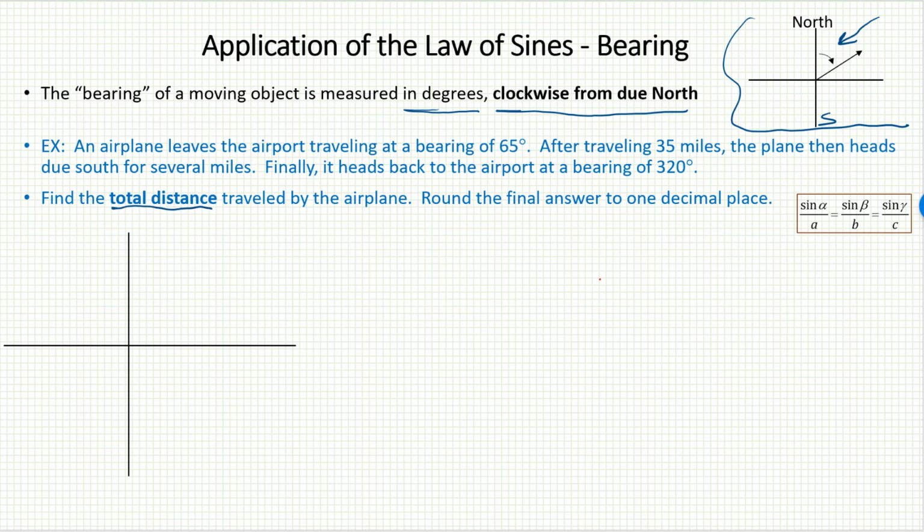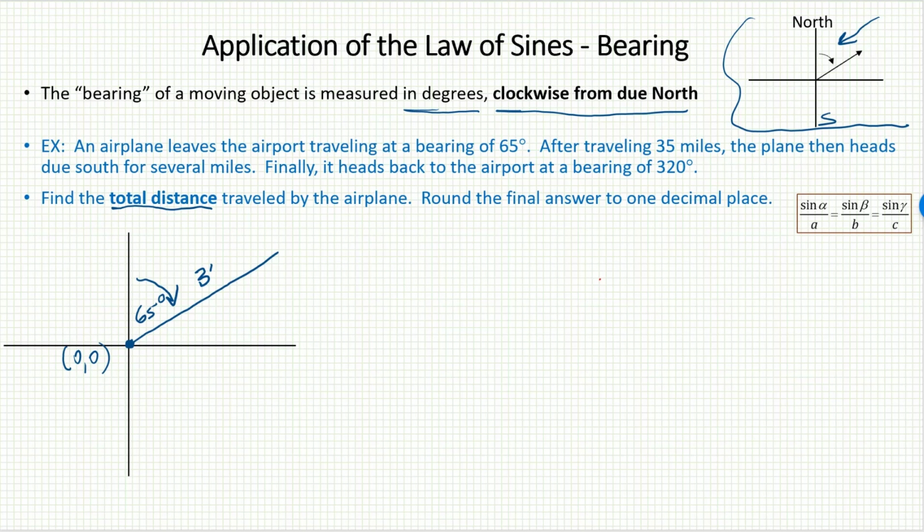Well, a good picture is very, very critical. I'm going to start my journey here at 0, 0. So this will be the airport. There's no reason to pick anything more complicated. First, the plane travels with a bearing of 65 degrees. That means measured clockwise from north, so that would be roughly about here. This angle, clockwise from north, is 65 degrees. And the plane goes along like that for 35 miles.